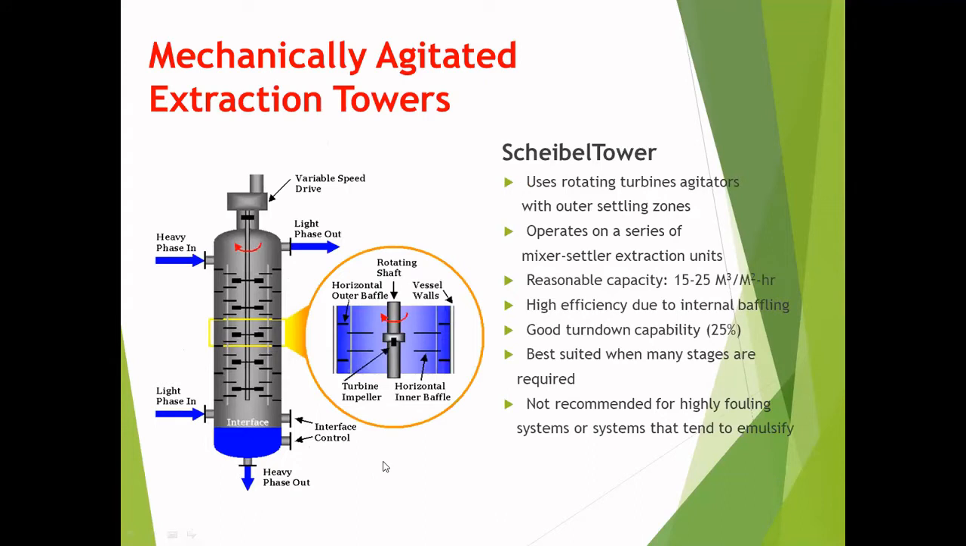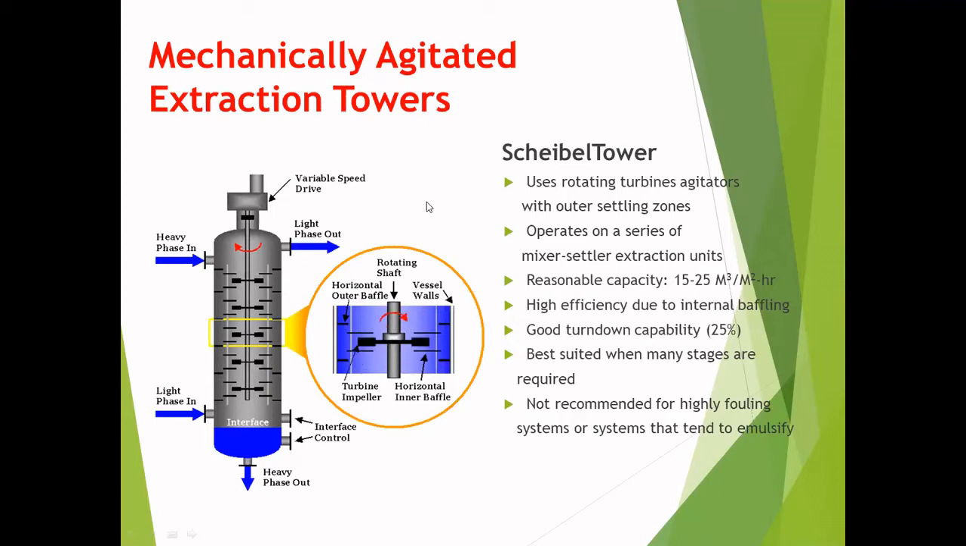Now we also have, aside from the pulse tower, pulse pack tower or pulse sieve tray tower, what we call the mechanically agitated extraction tower. Since it is agitated, there is some form of stirrer inside the column. So in this case, you can see that this one continually moves. The one shown here in this slide is the Scheibel Tower. Now this uses rotating turbine agitators with outer settling zones.